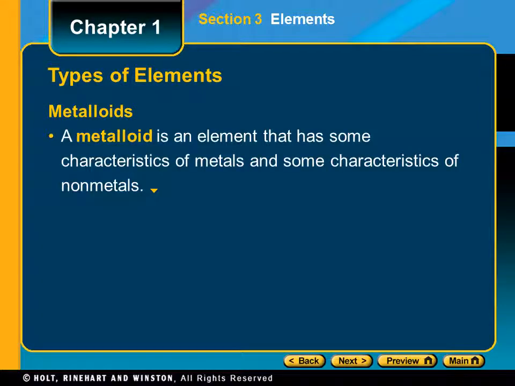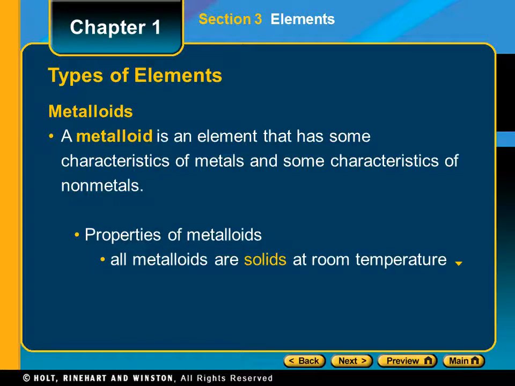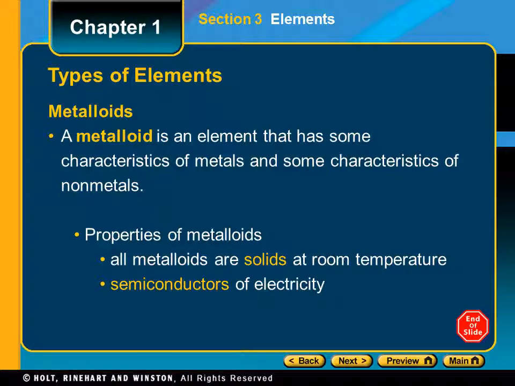Metalloids, and you have to go back to your periodic table to see where these are. These are elements that kind of fall right in the border, right in the gray area. They have some metal characteristics and they have some non-metal characteristics. They're all solids at room temperature. They are semiconductors of electricity, which means they aren't as good as some metals, but they're better than nonmetals.